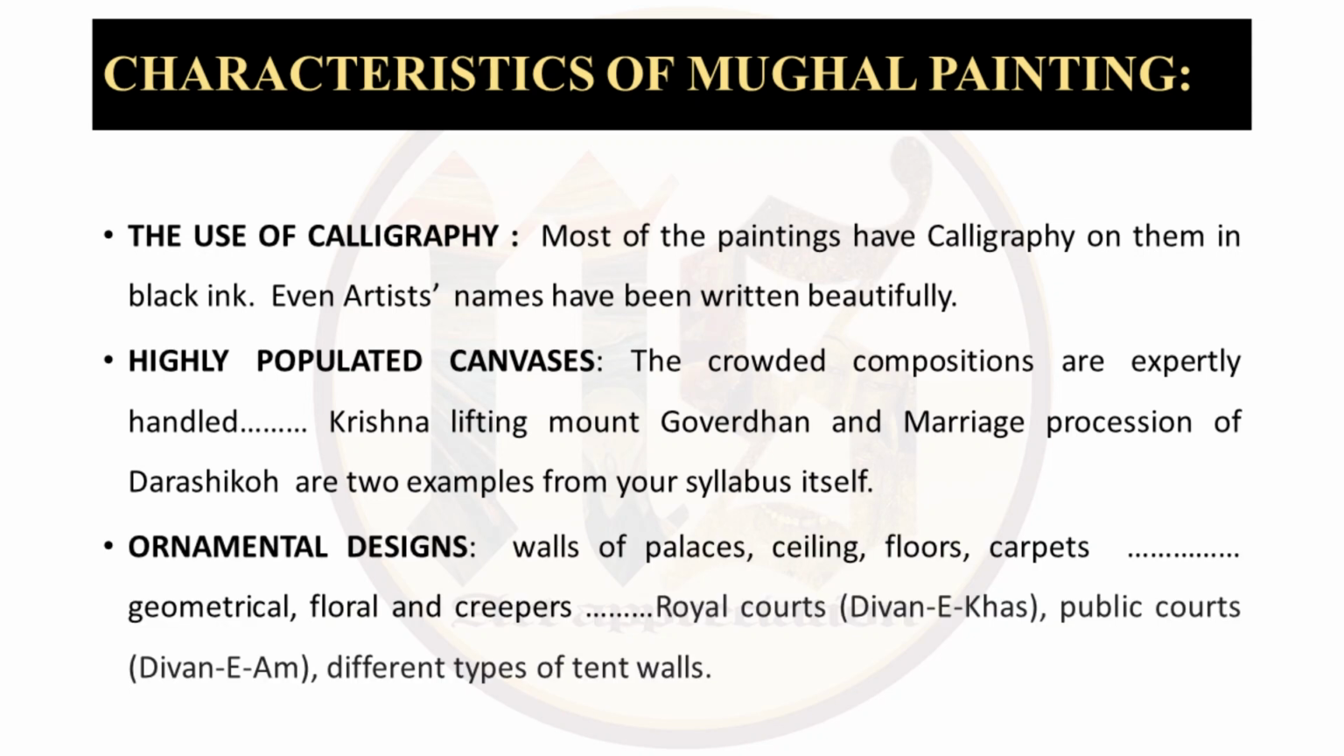Then our last feature is ornamental designs. All the paintings, be it courts, be it the interior of the palaces, the ceilings, the floors, the carpets, they have beautiful designs on them. They could be geometrical or floral, or there could be creepers, but the designs have been handled very beautifully. Sometimes in Diwan-e-Khas or Royal Court or public court like Diwan-e-Aam, different types of tent walls also have these ornamental designs on them.